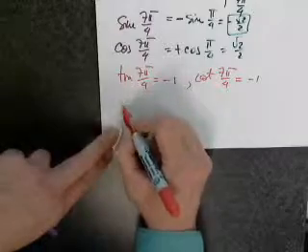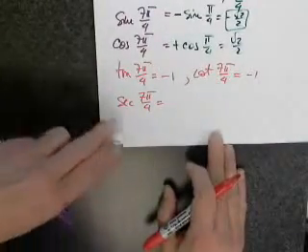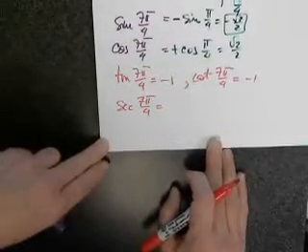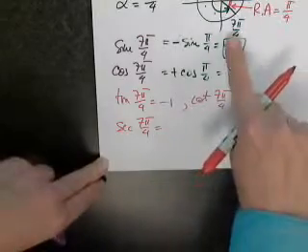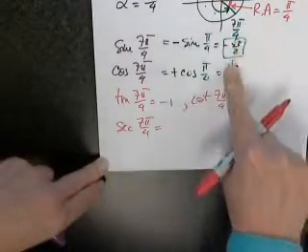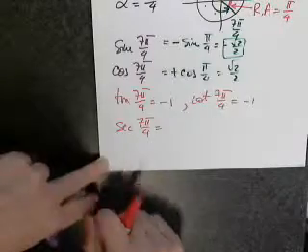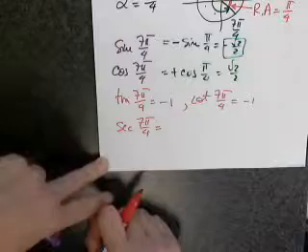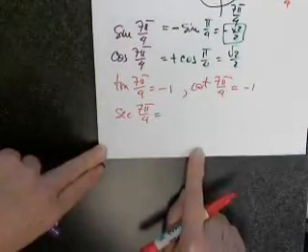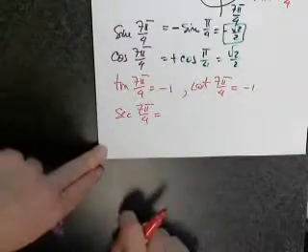So now I want secant, 7 pi over 4. Yes? Say it again. Why is the tangent -1? Negative root 2 over 2 over positive root 2 over 2. These numbers are the same. One is negative. So it's -1. And then cotangent is 1 over this. So 1 over -1 is -1.